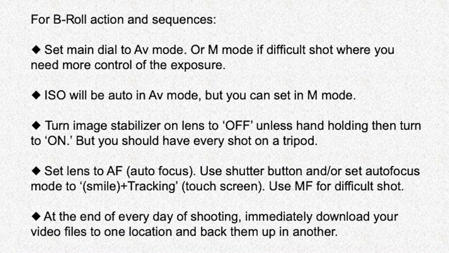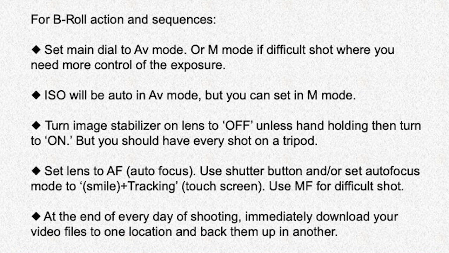And of course, as I mentioned before, if you use the stabilizer on, it runs the battery down even much more quickly than if it's turned off. So we can just have it off and we'll put everything on the tripod. Set the lens to autofocus. Use the shutter button to depress it just a little bit, and that will focus onto something for you.